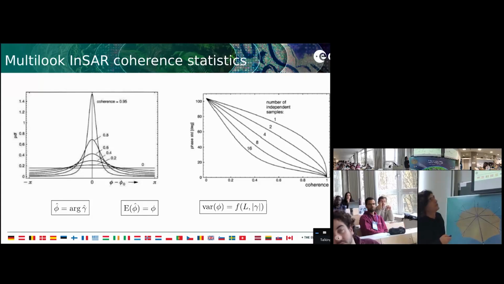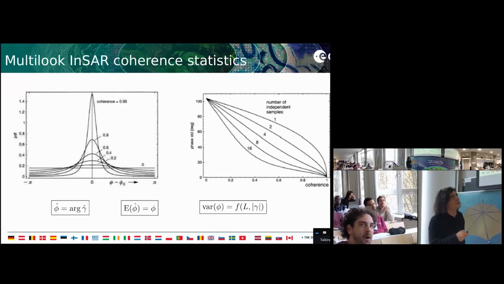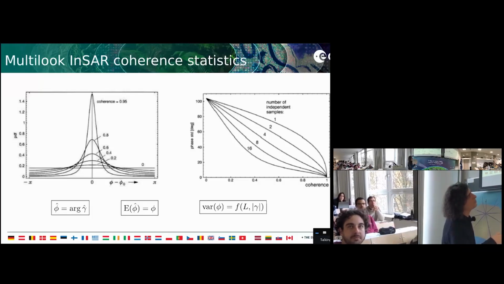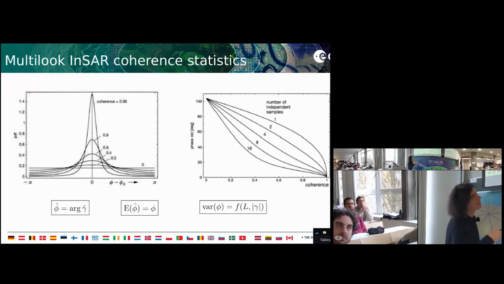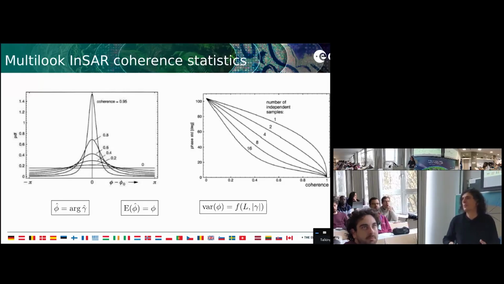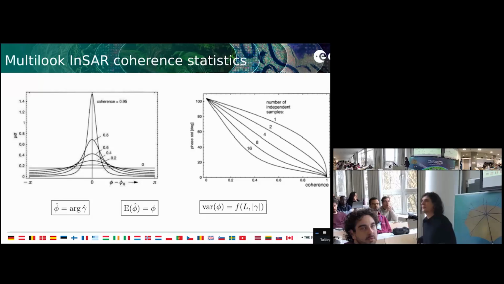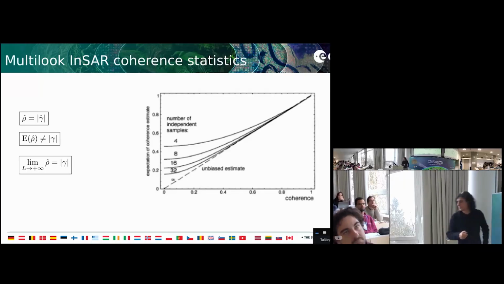So if you want to reduce this dispersion, what you can do is to average. If you take only 16 samples, let's say your coherence is 0.5. If you don't average, you get 70 degrees of dispersion. If you take only 16 samples, you go down to something like 18 degrees. So you reduce dispersion a lot. You should average. You need to apply a speckle filter if you want to understand the interferometric phase. And the last drawing is important too.